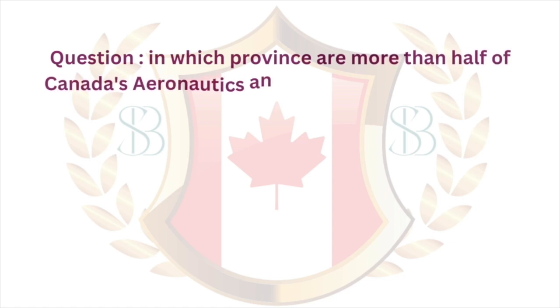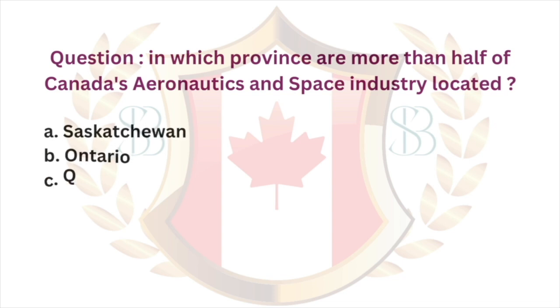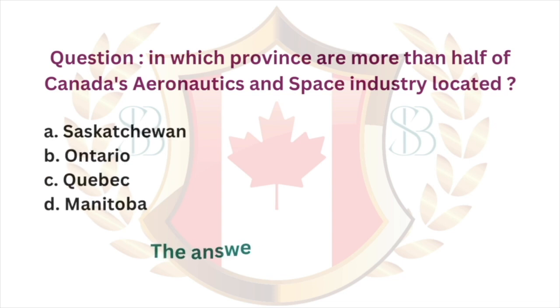Question. In which province are more than half of Canada's aeronautics and space industry located? A. Saskatchewan. B. Ontario. C. Quebec. D. Manitoba. The answer is C. Quebec.